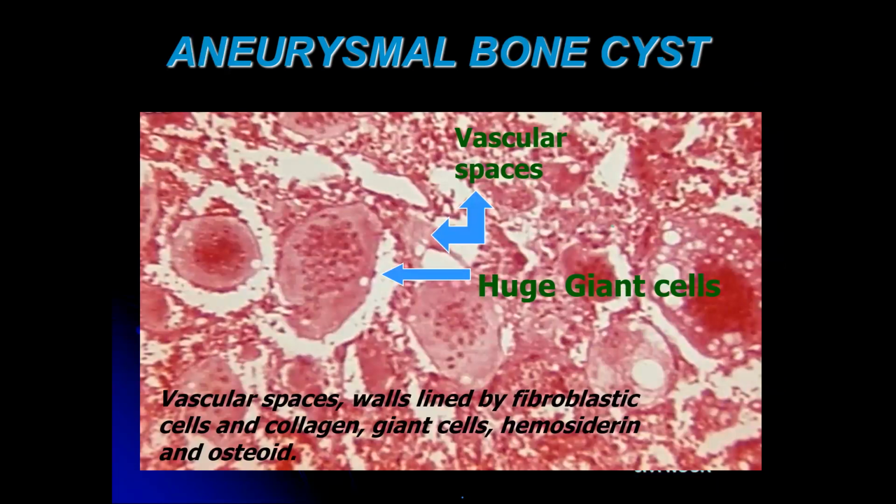This shows you giant cells and blood. It shows you the vascular spaces lined with fibroblastic cells and collagen. Giant cells with hemosiderin and osteoid tissue.